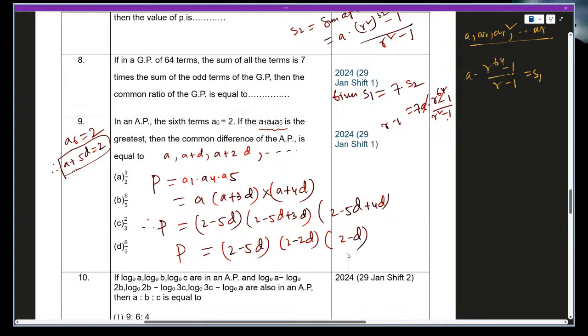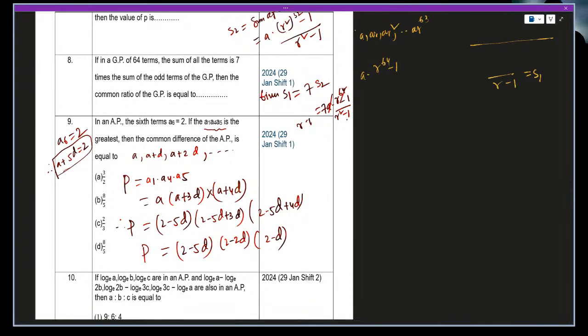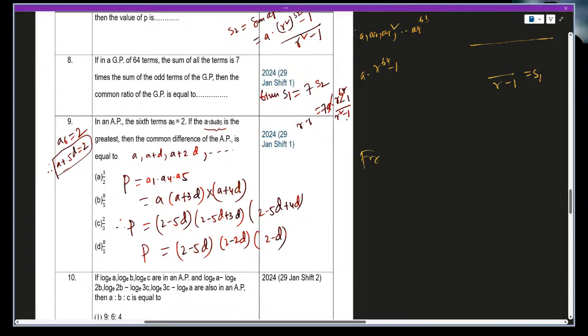Okay? How to find its maximum value? I just remind you the technique. Maximum minima concept. We are going to find the maximum value of this. For maximum or minimum value of P, dP by dD should be 0. D we have taken common, that's why. What is the derivative? Tell.